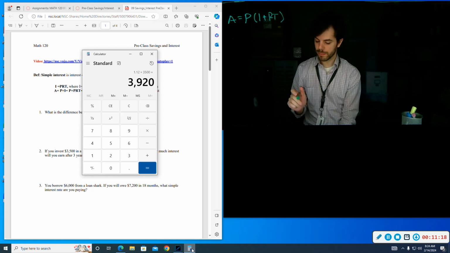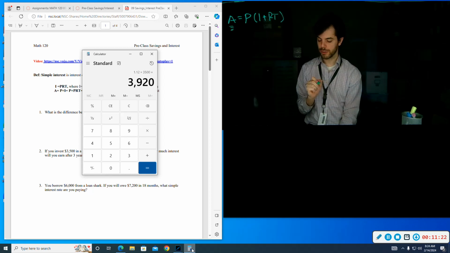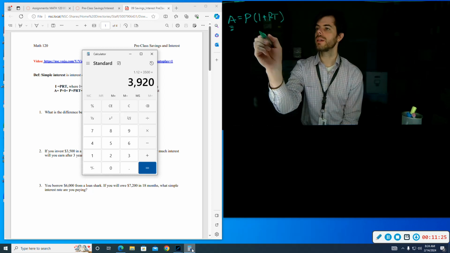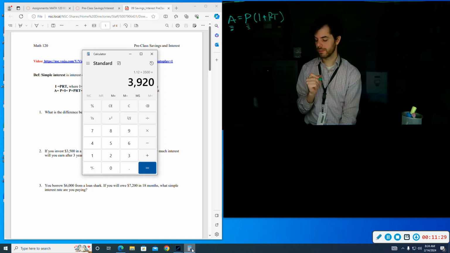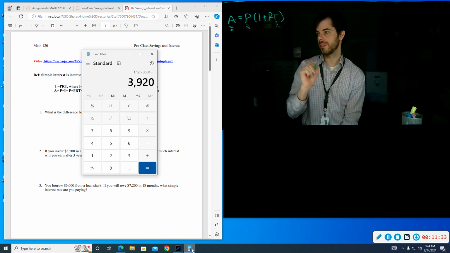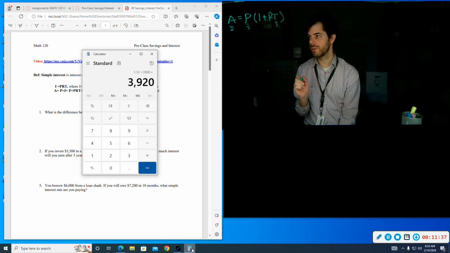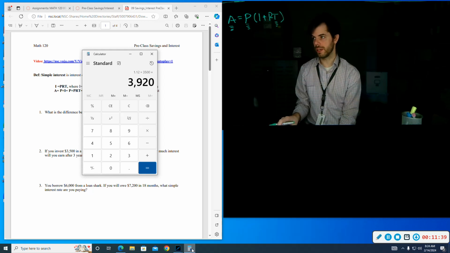Look what they've given you. They've given you the amount you owe at the end after interest has been accumulated. They give you the principal, the original amount that you took out, $6,000. They also give you the time you've invested, 18 months. Now you have to be careful. Everything is assumed to be an annual interest rate. We're given time in months. So let's do that step first.